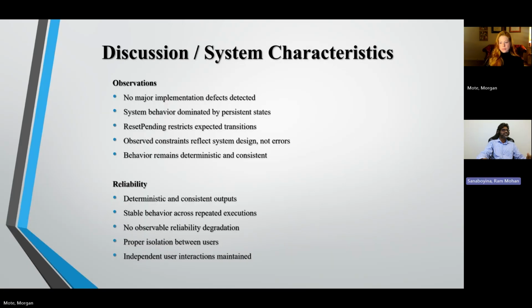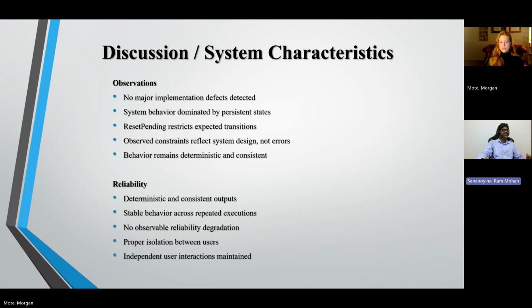Moving into the discussion, the results from all three testing techniques together provide a comprehensive view of the system's correctness and behavior. No major implementation defects were identified during testing. However, several important behavior observations were made.